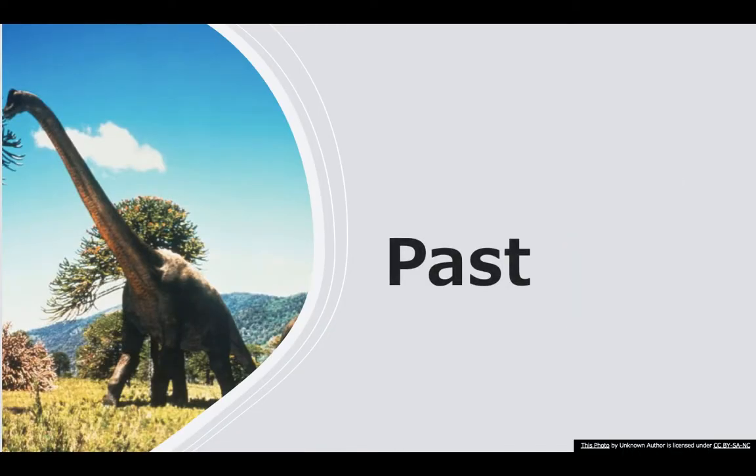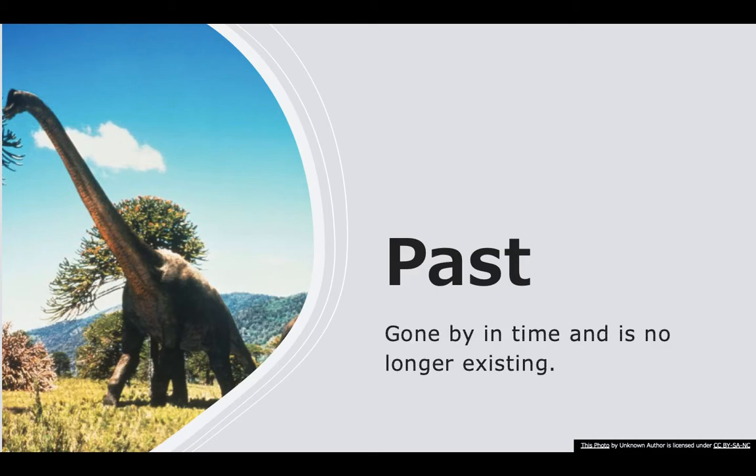The first one we're going to talk about is past. This means gone by in time and no longer existing. There's a picture on this slide of a dinosaur. Obviously, there weren't cameras around when dinosaurs actually walked the earth, but we have evidence now that tells us dinosaurs existed, right? Some of the evidence is when archaeologists dig up bones. They're able to put the skeletal remains of dinosaurs back together, and they're able to see that this was something that occurred in the past, okay?